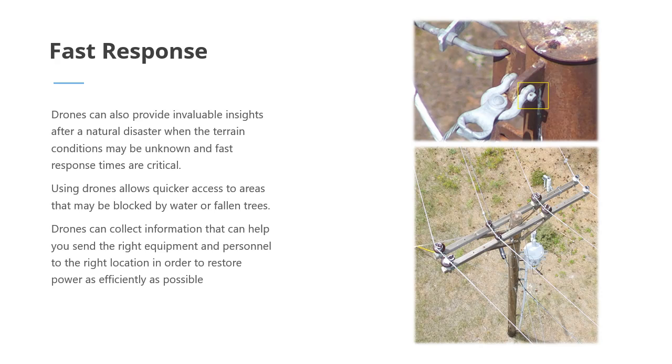Drones can also provide invaluable insights after a natural disaster, when the terrain conditions may be unknown and fast response times are critical. Using drones allows quicker access to areas that may be blocked by water or even fallen trees. Drones can collect information that can help you send the right equipment and the right personnel to the right location in order to restore power as efficiently as possible.